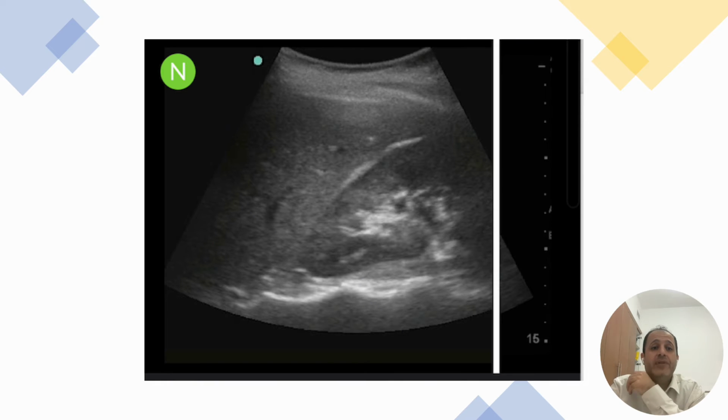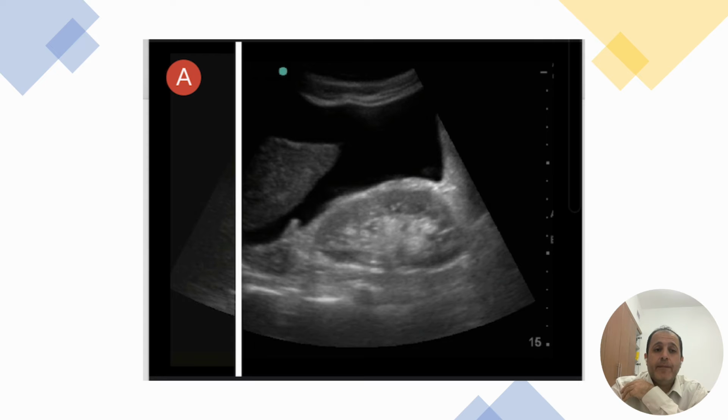As you see here, there is the liver. It is the Morrison recess, and it is the kidney. This is the spine sign; this bright structure is the spine. So the fluid usually accumulates here, between the liver and the kidney, in Morrison pouch.